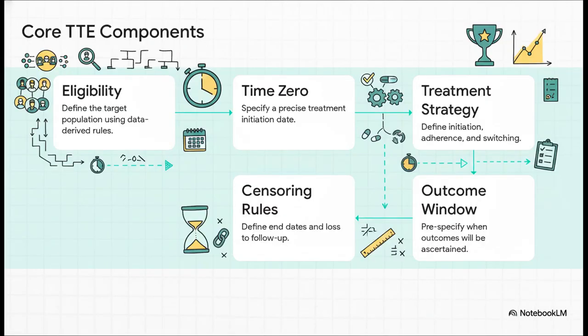And it works by forcing you to answer the exact same questions a trial designer would. Who gets into the study? That's your eligibility criteria. When does the clock start ticking for each person? That's time zero, and it's so critical for avoiding common biases. What exactly is the treatment we're studying? When do we measure the outcome? By systematically mapping out this logic, you bring an incredible amount of clarity and discipline to your study.